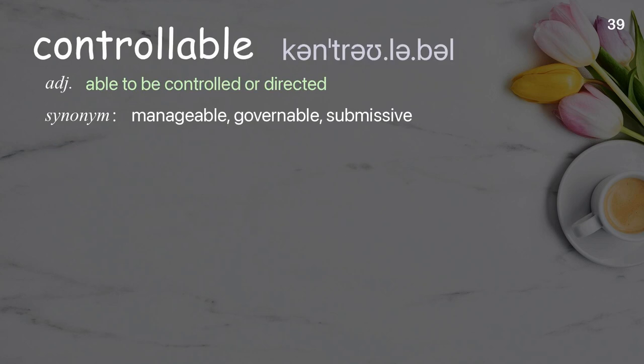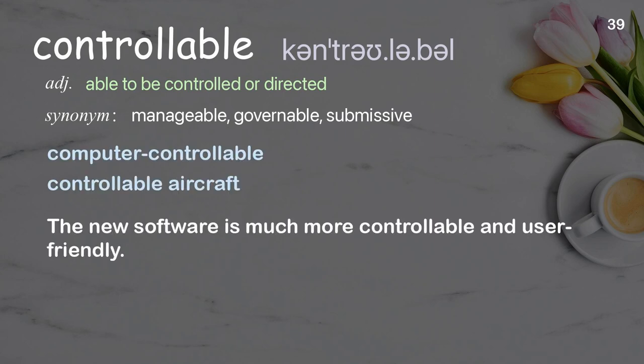Controllable. Able to be controlled or directed. Examples: computer controllable. Controllable aircraft. The new software is much more controllable and user-friendly.